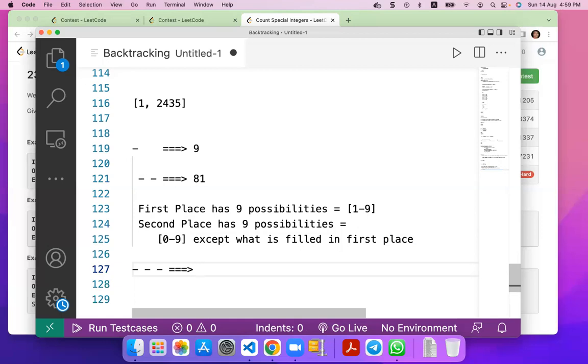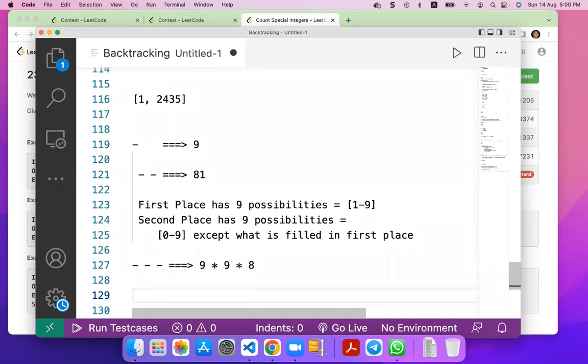Okay, let's go with third place. If you have 3-digit numbers to create, first digit, how many possibilities for first place? 9. Second place, how many possibilities? 9. Third place is how many possibilities now? It is 8.